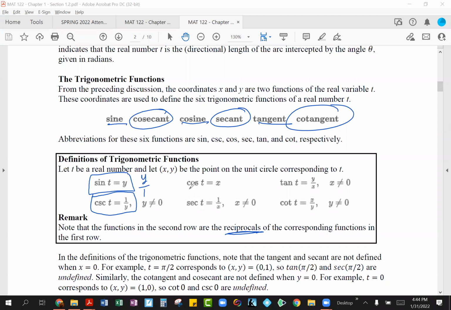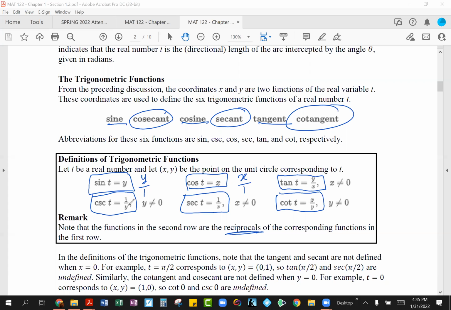Same thing with cosine of t. If cosine of t is x, think of that as a fraction, x over 1. So again, when I take its reciprocal, it becomes 1 over x. And then tangent, we actually define it as y over x. So when you take its reciprocal and you get the cotangent function, you end up with x over y. So literally, you're just flipping that fraction to get the reciprocal function.